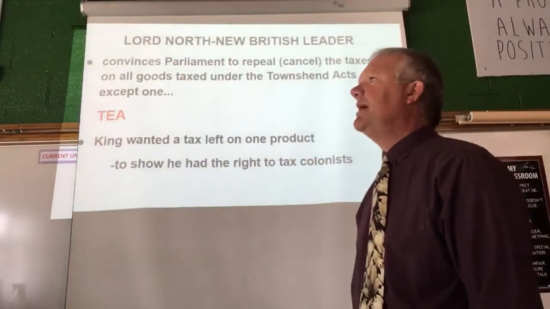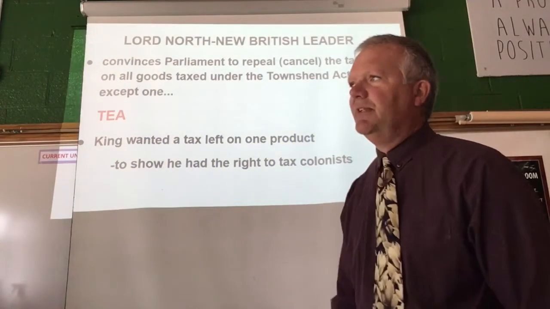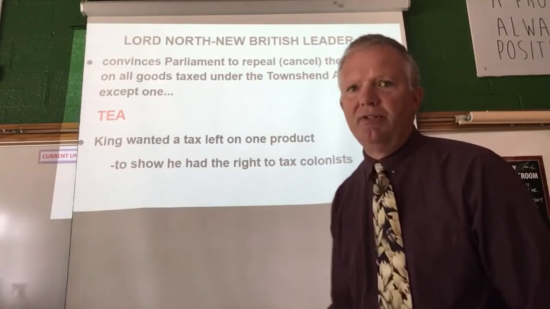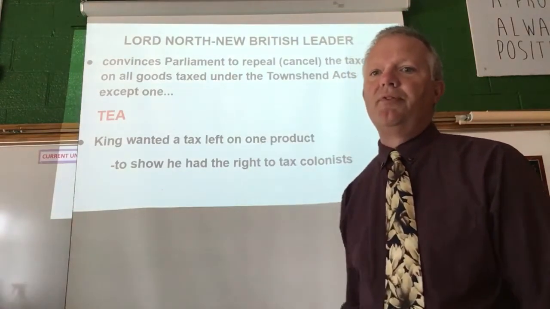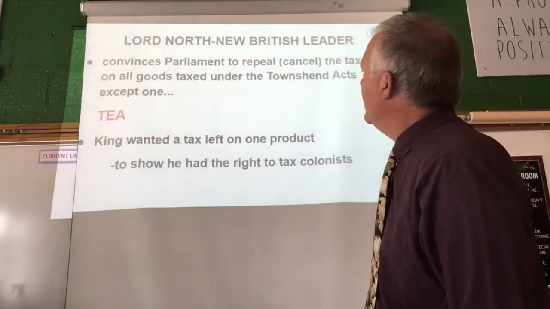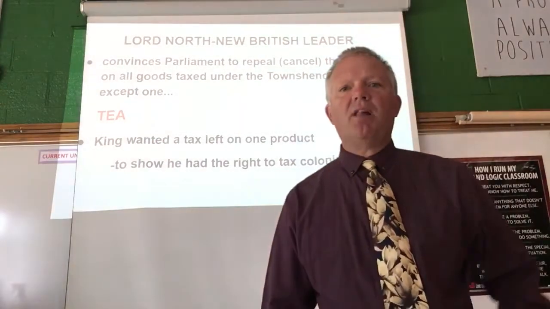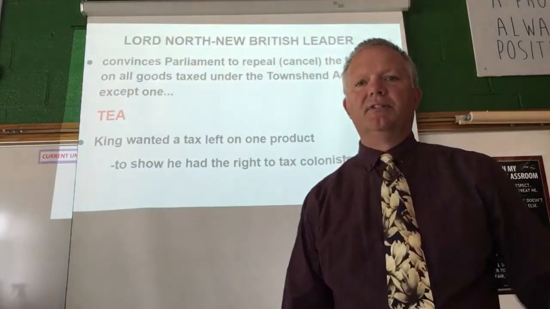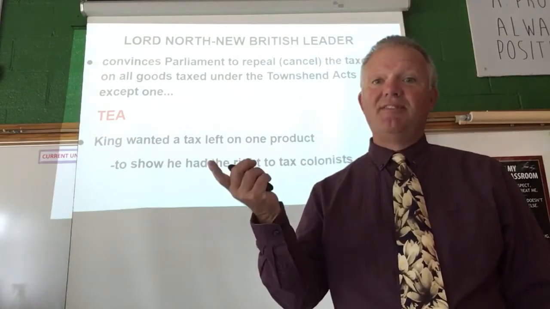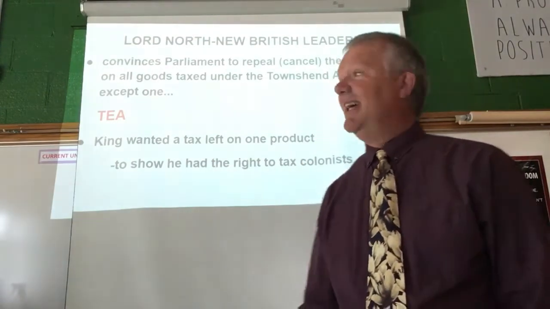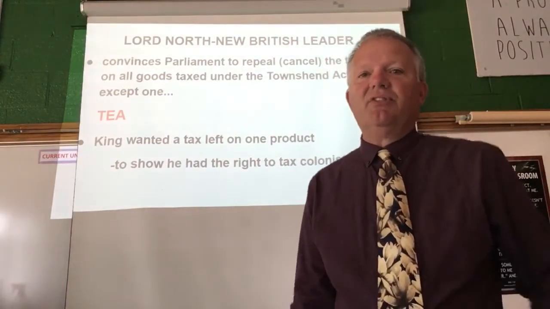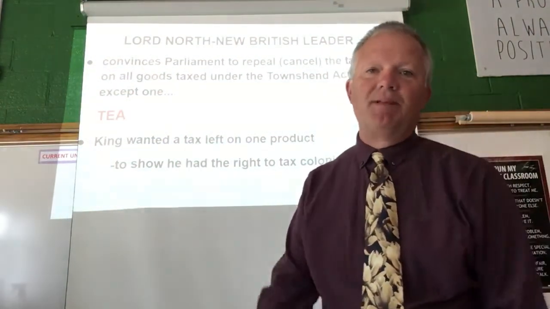Now we've talked about Grenville, who was a prime minister, and then Townshend was a prime minister. Now you've got Lord North in charge. And Lord North convinces Parliament to cancel all taxes on goods. All of them, except one. Tea, all right? And tea is the big one, and the king wanted one tax left just to show that he had the power to tax people.